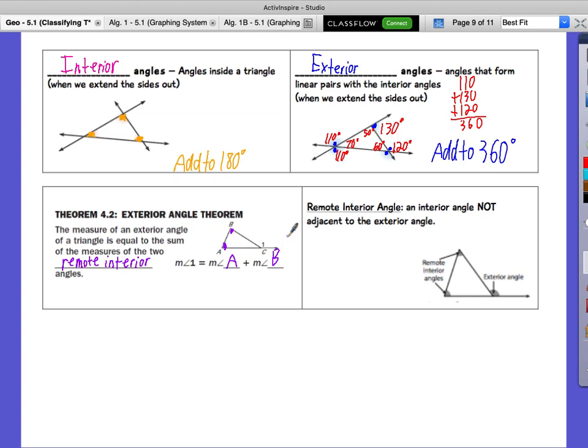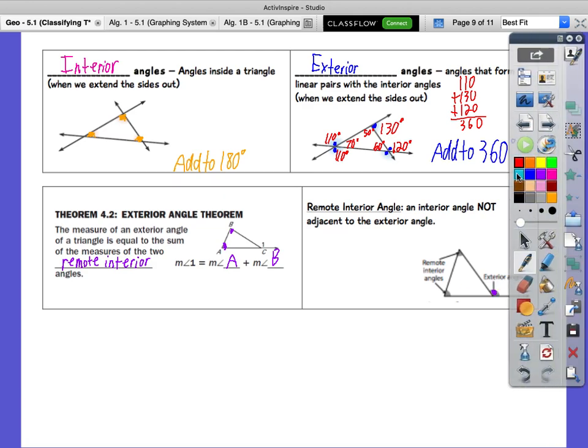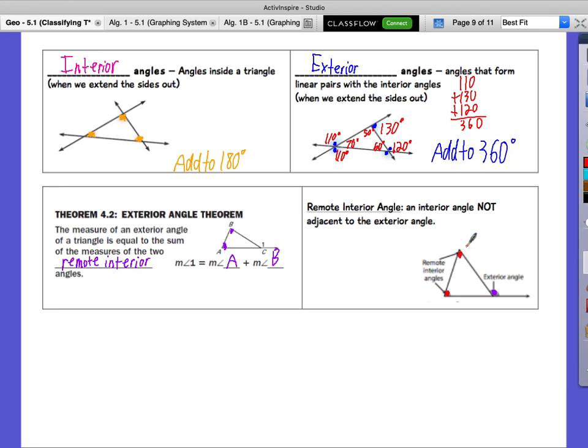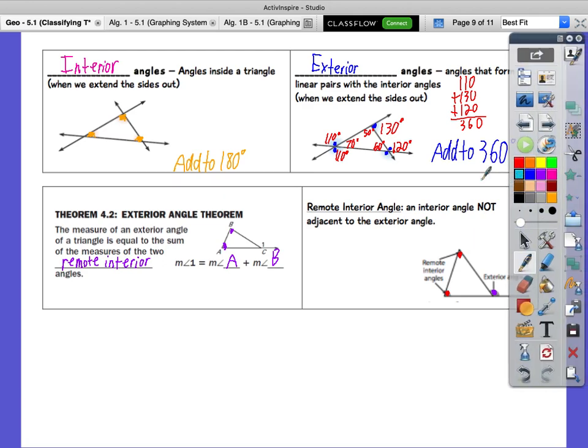And we can actually see why this is in a moment. We can actually see why this is the case, okay? And that's what it says here. A remote interior angle is an interior angle not adjacent to the exterior. So if this is the exterior over here, our remote interior would be those two not touching. That's just what we had said on the other part too there. And we can actually take a look and analyze why this is.